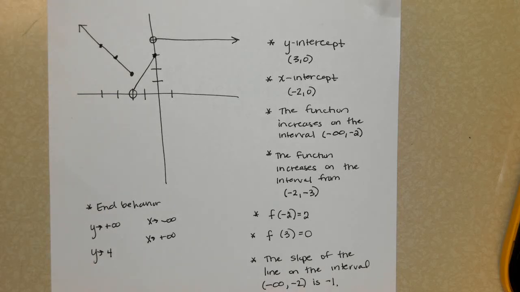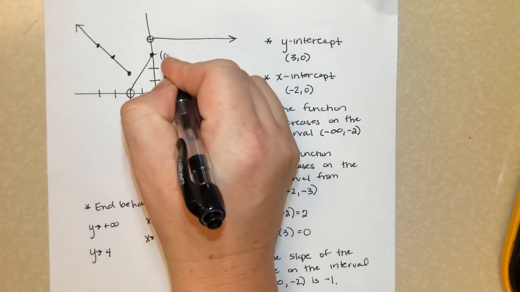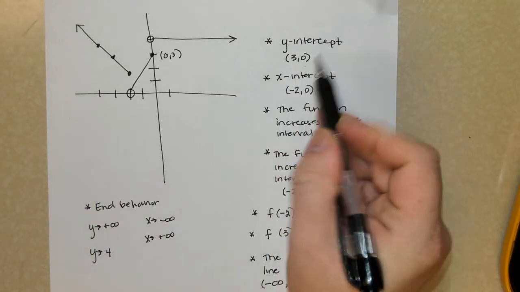The y-intercept of this function is 3, 0. You can see this is the y-intercept. The ordered pair is 0, 3, not 3, 0.